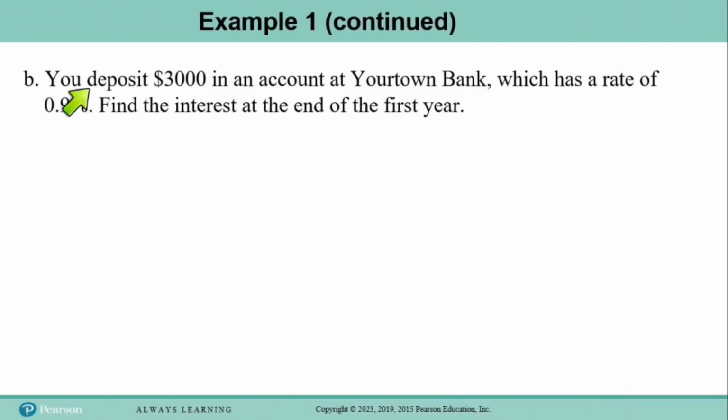So let's read together. You deposit $3,000 in an account at your town bank, which has a rate of 0.9%. Find the interest at the end of the first year. So again, it says find the interest. That lets us know that we're going to need our interest formula. I equals PRT. The $3,000 in the problem represents the principal, the starting amount, so P equals 3,000.